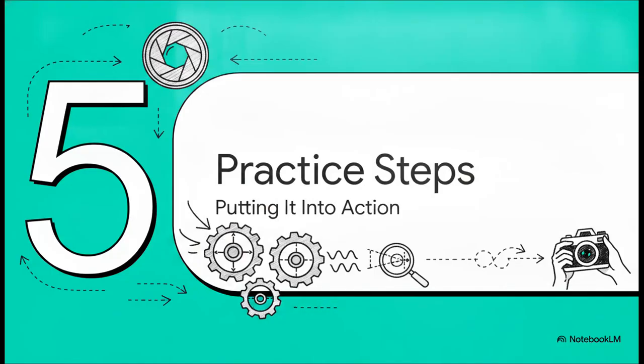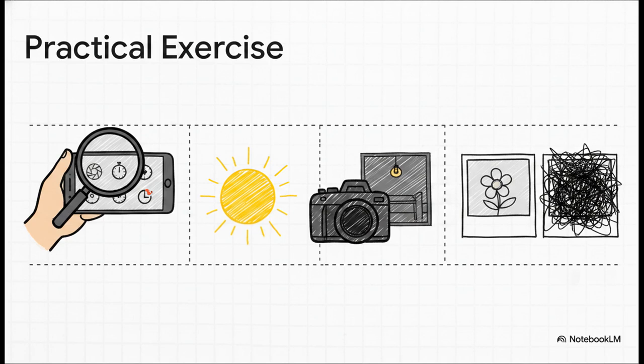Section 5, your next practice steps. Okay, information is awesome, but we need to put this into action so this blueprint becomes second nature to you. So here is your practical exercise for today. Grab whatever camera you have around. Even if it's just the pro mode on your smartphone, that works. First, I just want you to locate the words aperture, shutter speed, and ISO in your menu. Don't change them, just find them.